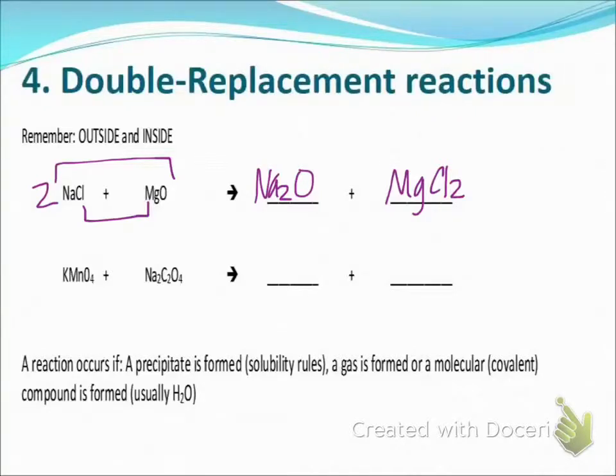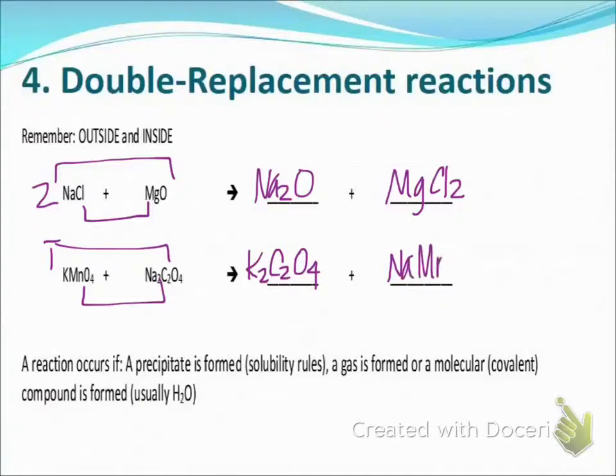Okay? So, same thing on the next one. Outside, inside go together. So I'm going to put together potassium and oxalate. So how would I put those two together? Okay, and then I would put together permanganate and sodium. So Na4. So I need to balance. So I put a 2 here and a 2 here, and it's balanced. Okay.